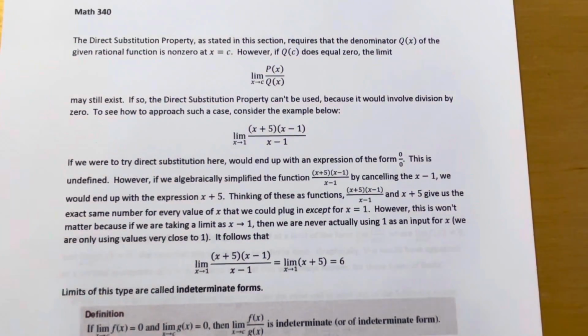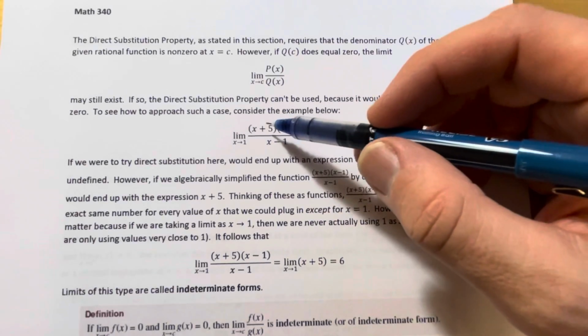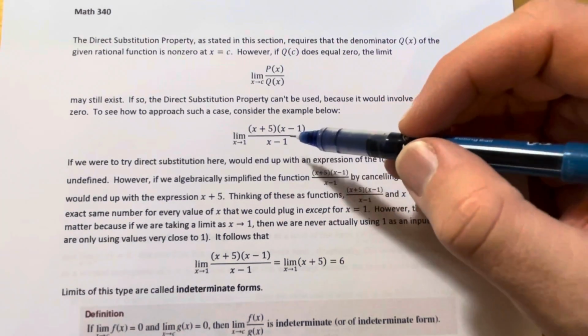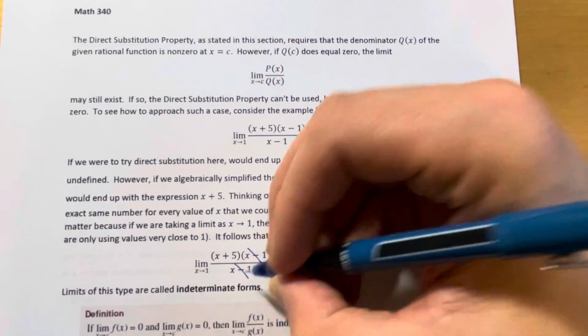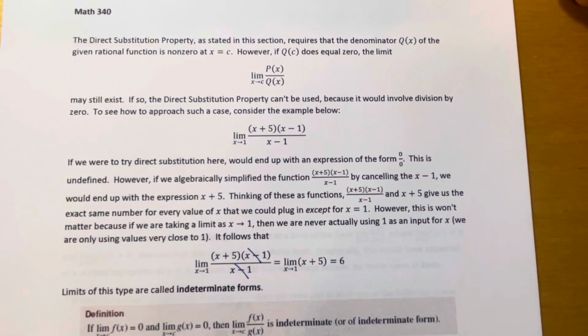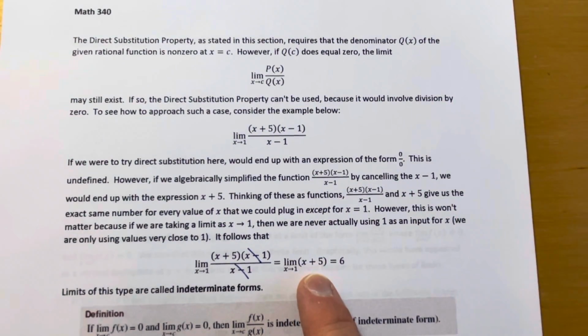So what I'm going to do is take this expression, x plus 5 times x minus 1 all over x minus 1, and cancel the x minus 1's out. And that's just dividing them out. If you notice what's left after doing that cancellation, I get x plus 5. And since x plus 5 is a polynomial, I get to use direct substitution for that. I can plug the 1 directly in and I get 6.